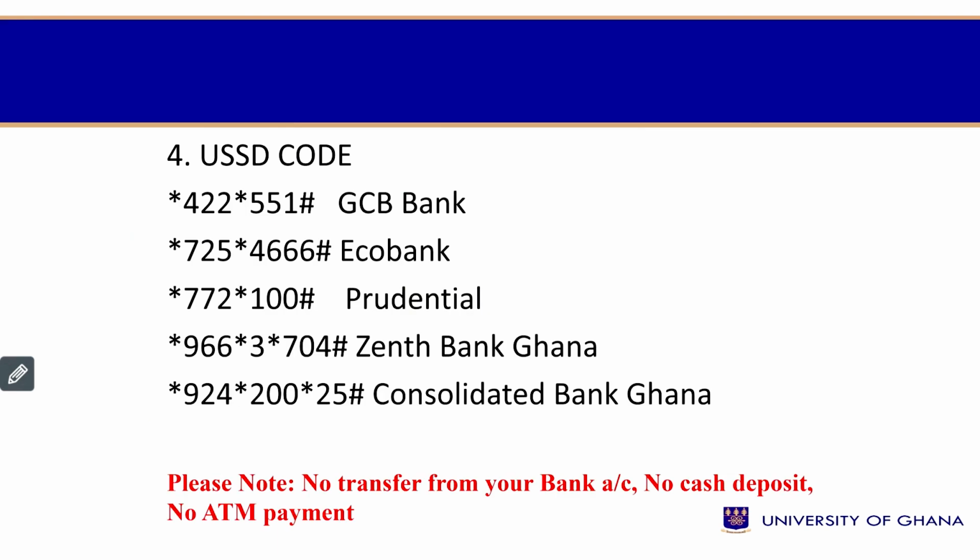You can also pay your fees using the USSD code. We have *422*551#, that is the GCB Bank. We also have *725*4666#, that is EcoBank. We also have that of Prudential Bank, *772*100#. We also have Zenith Bank *966*3*704# and Consolidated Bank *924*200*25#. Please take notes.